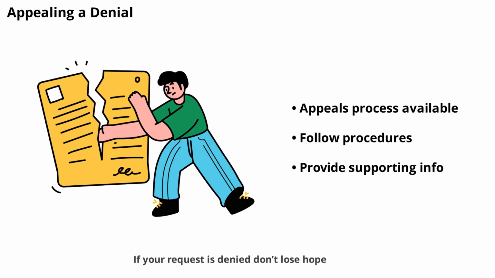If your request is denied, don't lose hope. Most states have an appeals process that allows you to challenge the agency's decision. This might involve submitting a written appeal to a higher authority within the agency or to an independent oversight body. Be sure to review your state's procedures and deadlines for appeals and provide any additional information that supports your case.